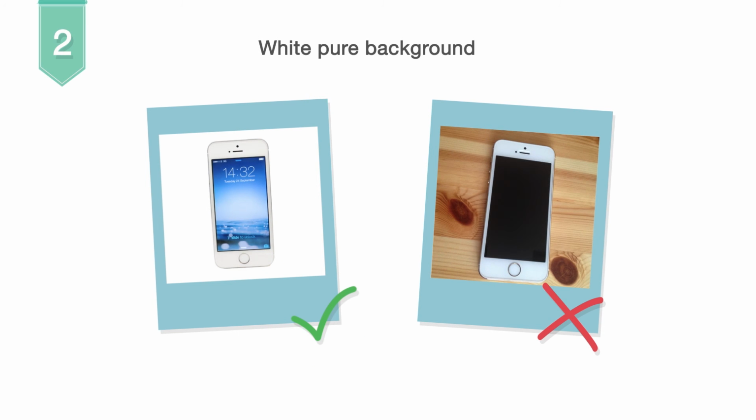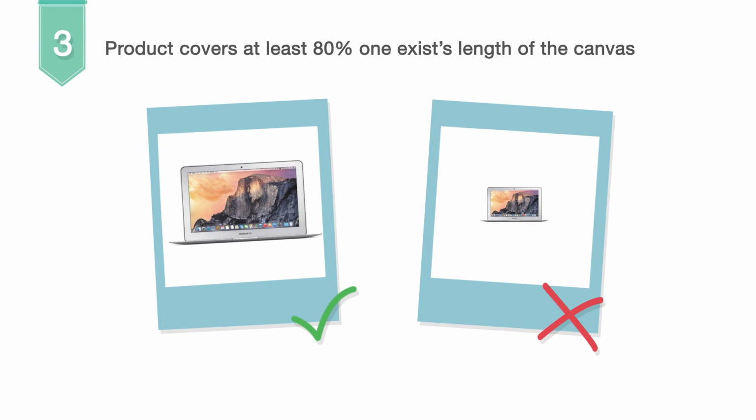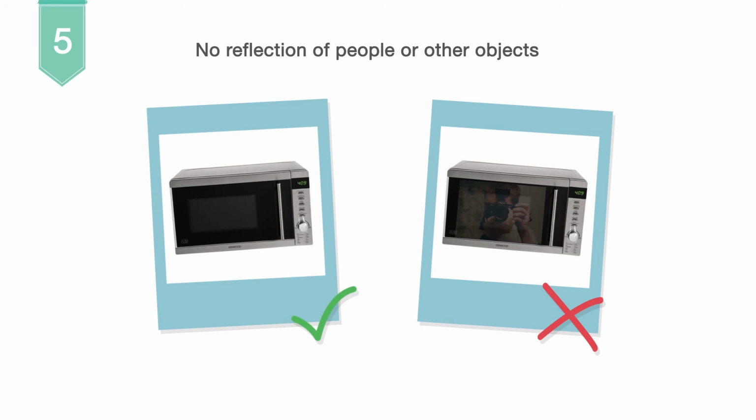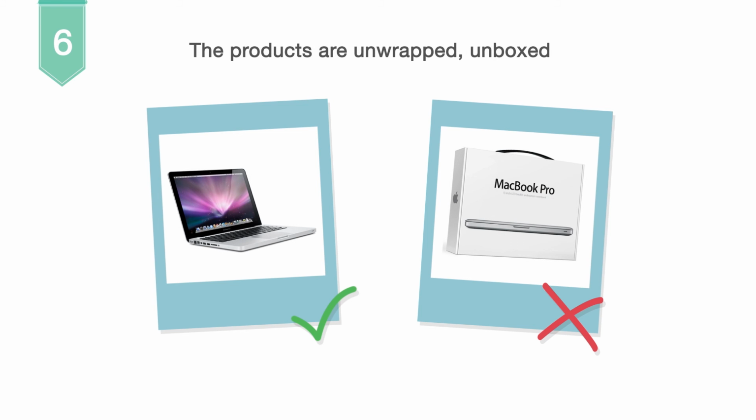A pure white background is mandatory for all images. Your image should display the product prominently, at least 80% of the canvas. Clean your image from watermarks. Other logos are not allowed in your images. The product should be clean and free from dust or fingerprints. Make sure that no reflection of people or other objects is visible in your image. The product should be unboxed or unwrapped and should appear clearly sharp and in focus.